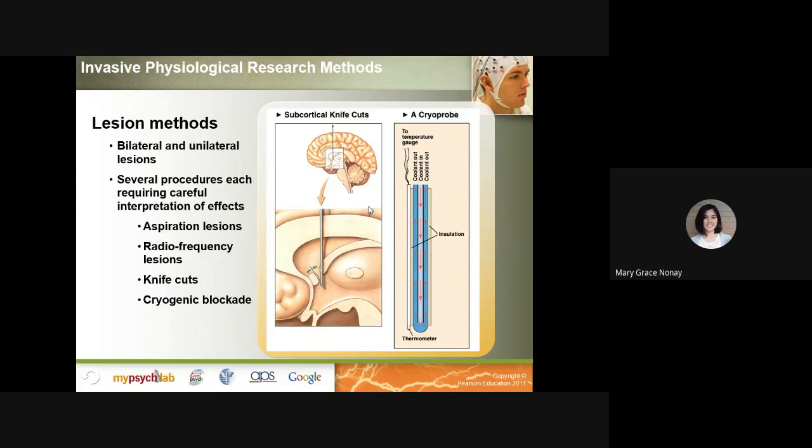And pinipeel off yung layers ng cortical tissue of the brain. So, hindi niya sinasama yung white matter and other blood vessels.